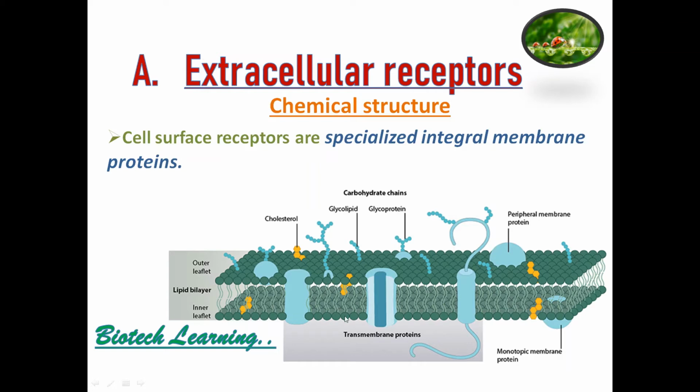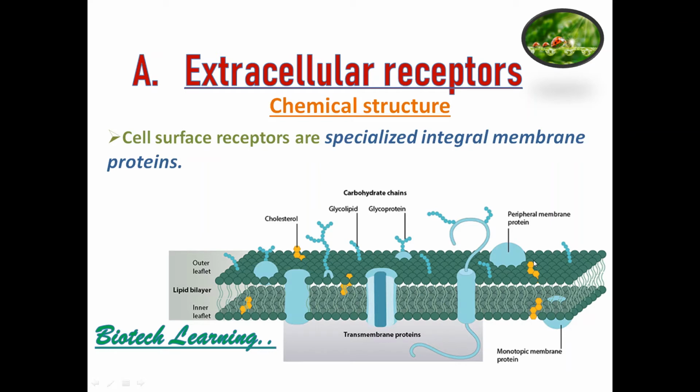There are mainly two types of proteins. The first one is the peripheral proteins. These are temporarily associated, which means they can be easily removed by high pH or high salt concentration. They are loosely attached to the plasma membrane.